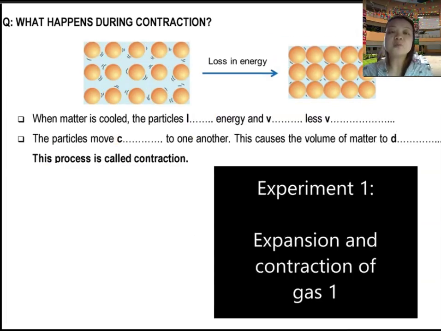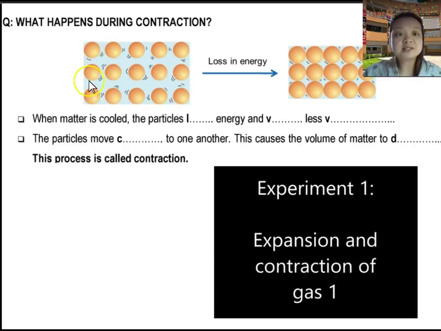All right, so what happens during contraction then? Now, from the term itself, expansion means to become bigger. They occupy a bigger space, so volume actually increases. So what happens during contraction? All right, now in contraction, let's have a look at this diagram here.